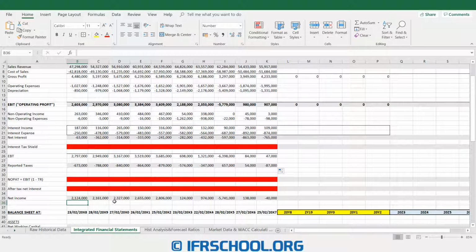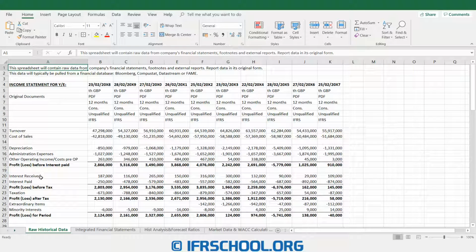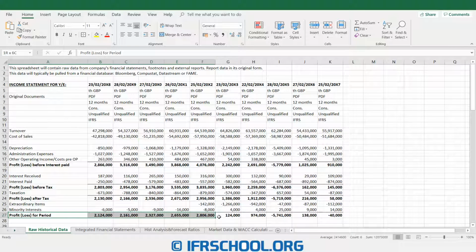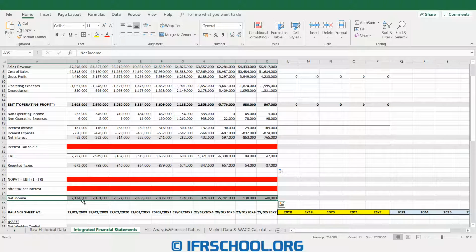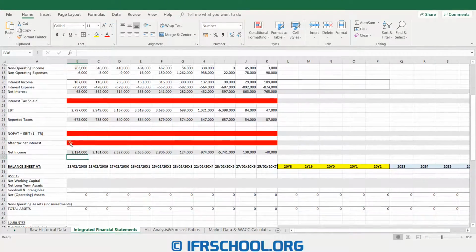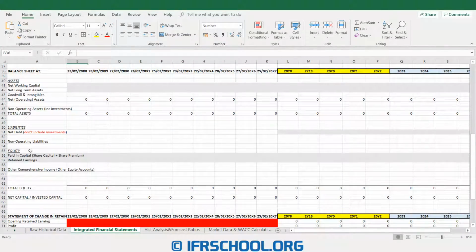I have now finished populating the integrated income statement figures. To make sure I haven't left out any line items, I can check that the net income figures per the integrated income statements agree to the net income figures per the raw historical data. I can see that the balances agree. We can now move on to populating the integrated balance sheets.